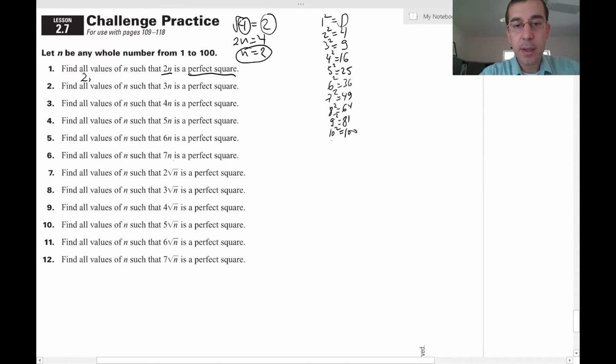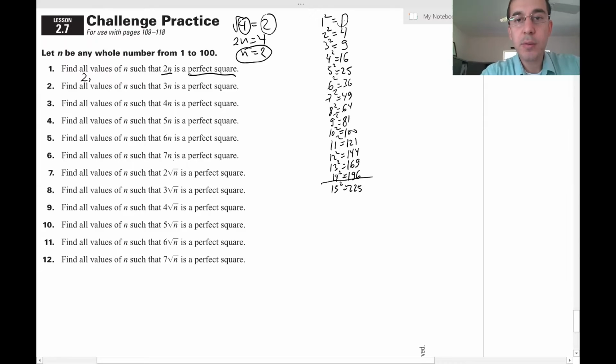So next is 11 squared, that's 121. 12 squared is 144, 13 squared, that's 169, 14 squared, that's 196, 15 squared, that's 225. So we just crossed the 200 mark. So these are the perfect squares, 1, 4, 9 all the way to 196. So find all values of n such that 2n is a perfect square.